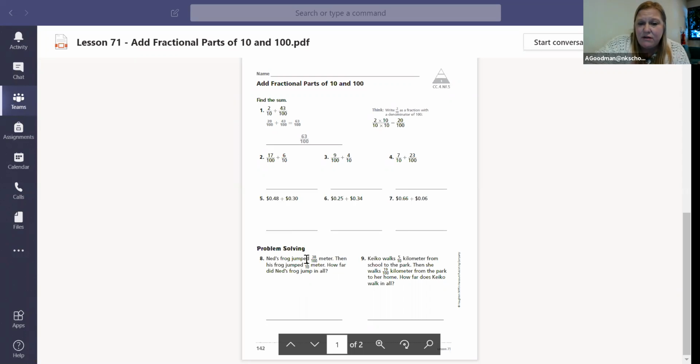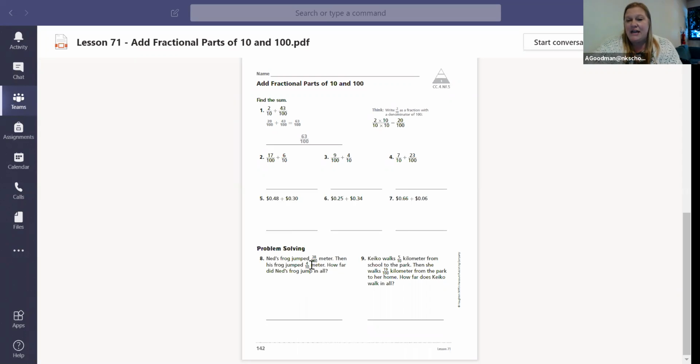So again, Ned's frog jumped 38 hundredths of a meter. Then he jumped 4/10ths of a meter. You're going to have to change that tenths into hundredths. How far can he jump all together? So same thing. I think you're good. All right. Hope you understand that.